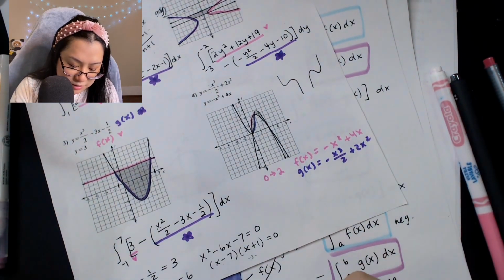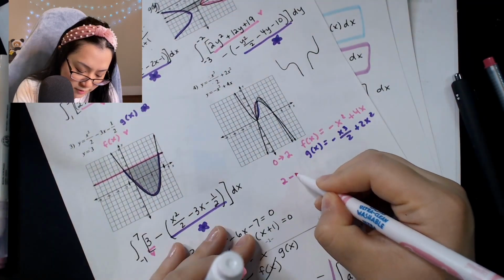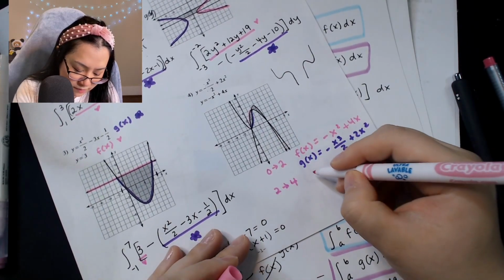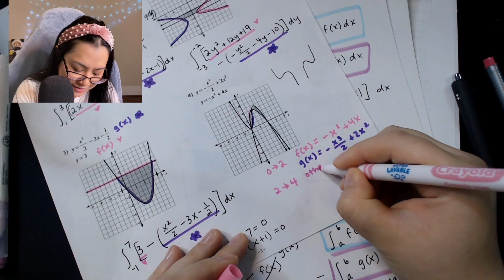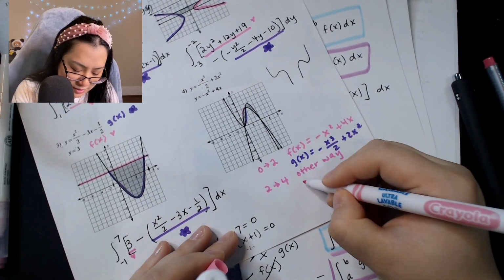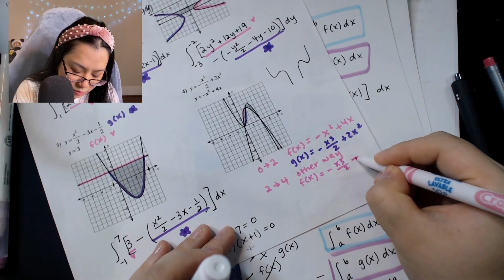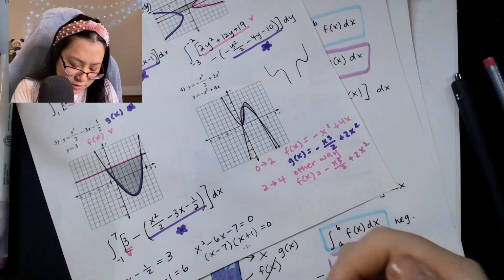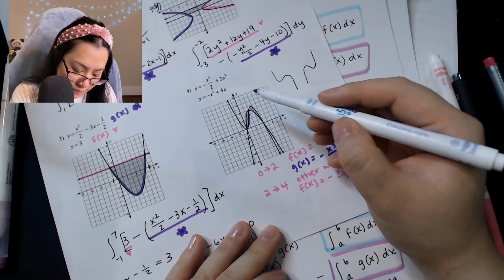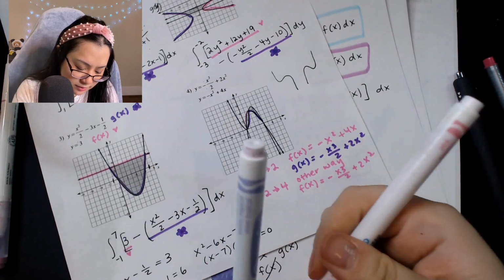But then they flip, so from 2 to 4, they flip. The cubic is the other way around. So f of x is going to be negative x cubed over 2 plus 2x squared. And g of x is going to be my parabola. You can just see this from the picture here.